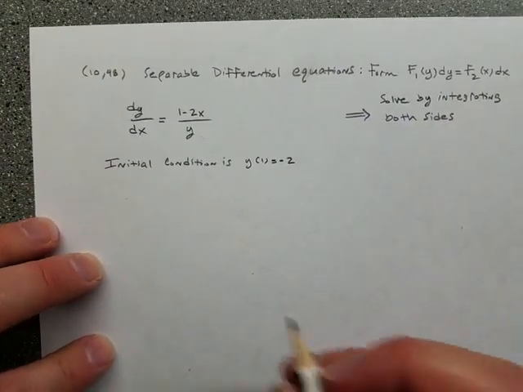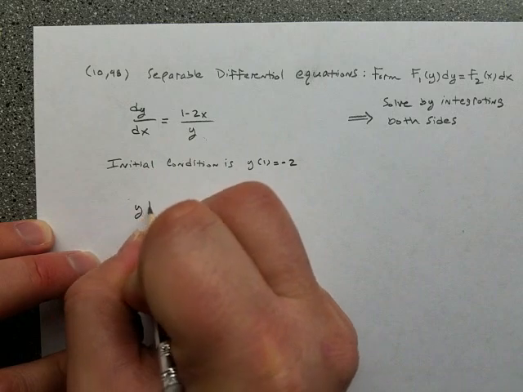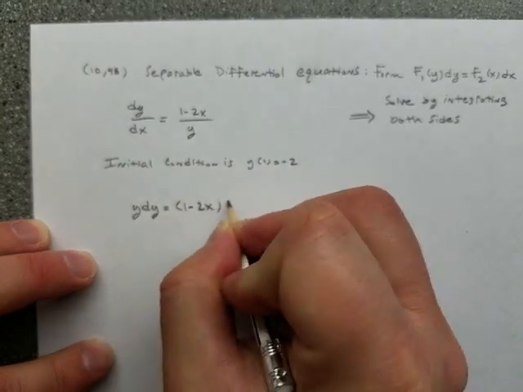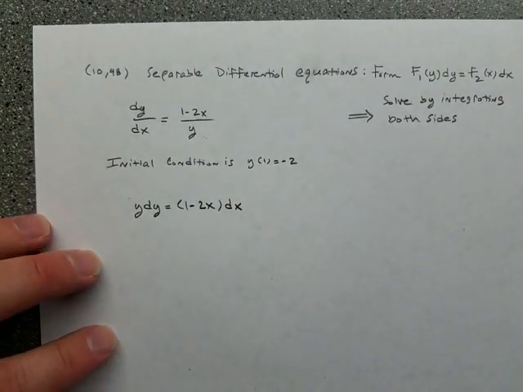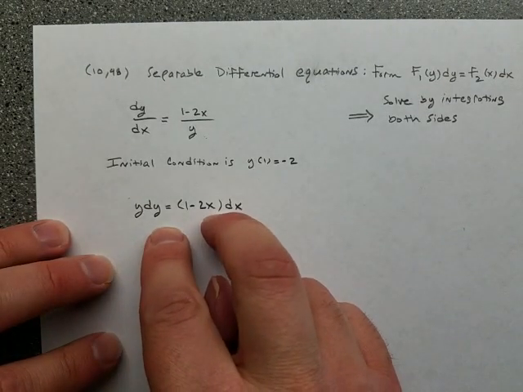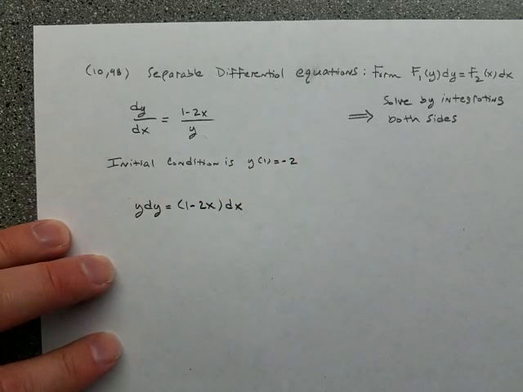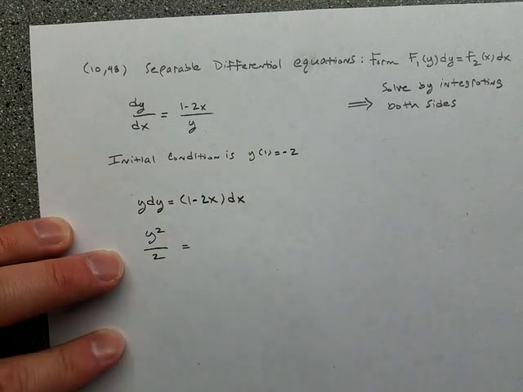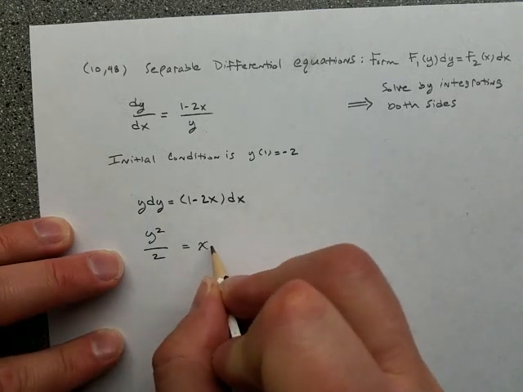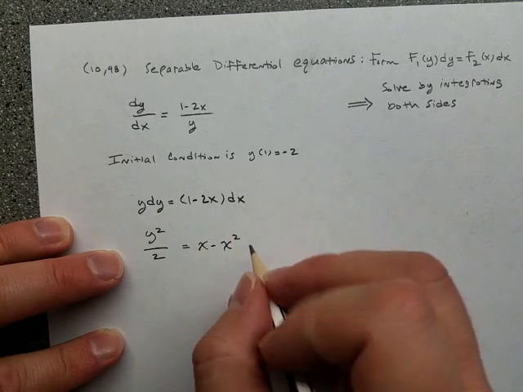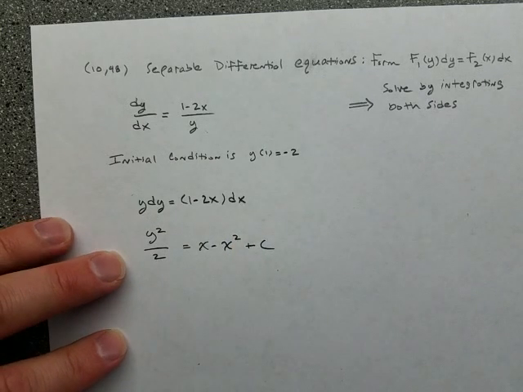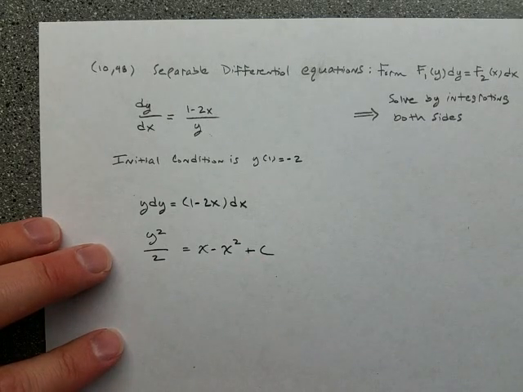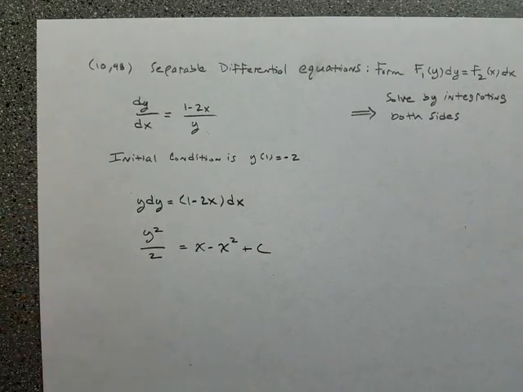So if I separate the variables, I get y dy and then 1 minus 2x dx. Okay, and separating is easy. The integration part is just as easy. I get y squared over 2 and then x minus x squared, and I'll throw in the constant. There's always a constant when you integrate, and I'll put it on the right hand side. Okay, so I'm there at this point.